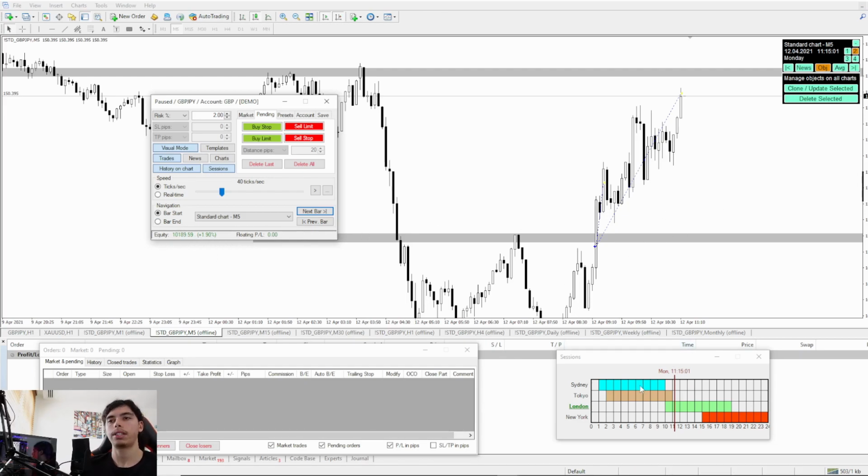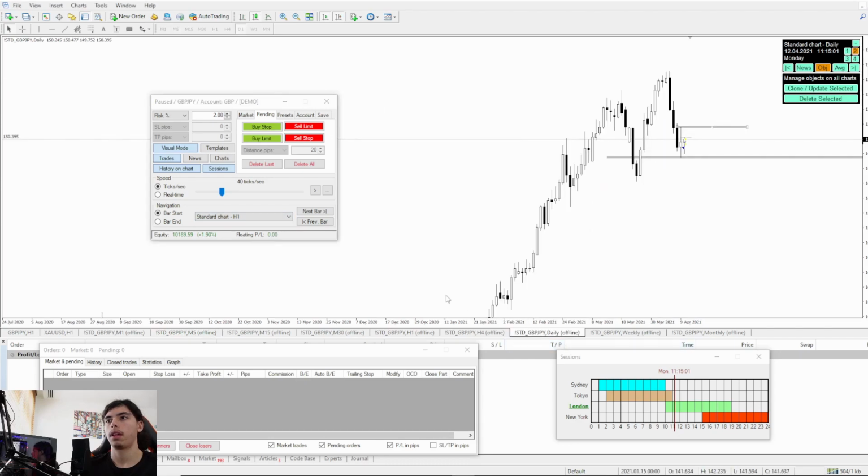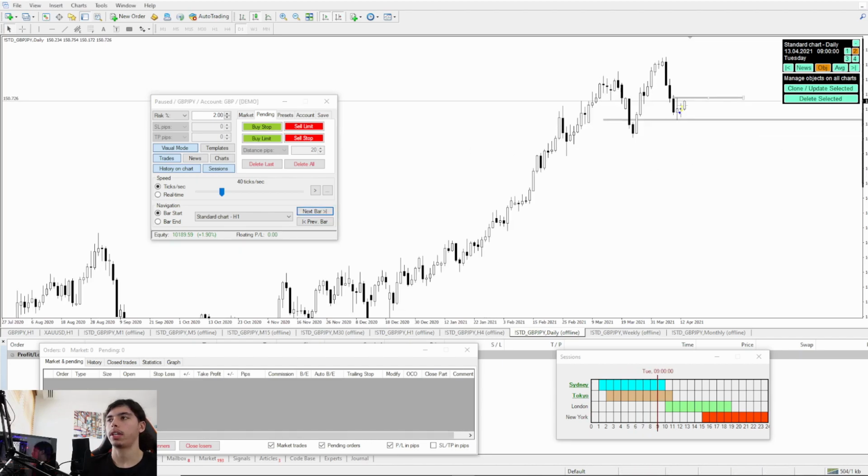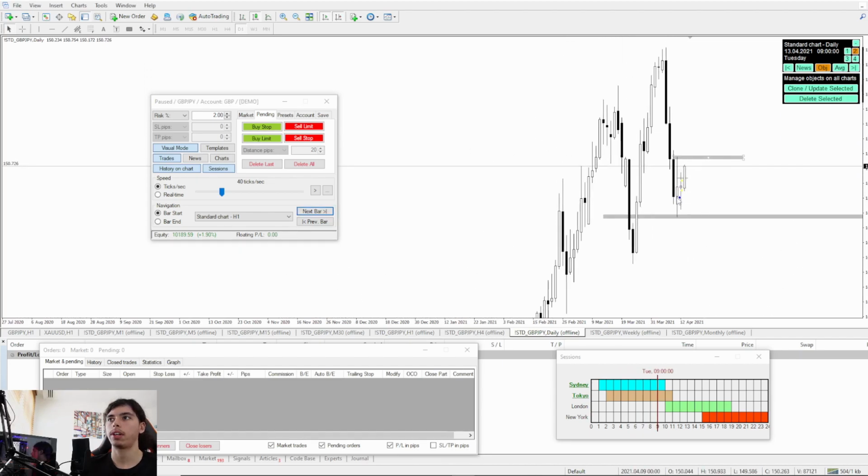Let's go to the next day. So we go on the 1 hour, and we go to the next day. So it looks like we're putting next bar. We'll see what we get for the next day. 1 hour before London. Sweet. So next day looks like we have broken the highs already of this doji candle.